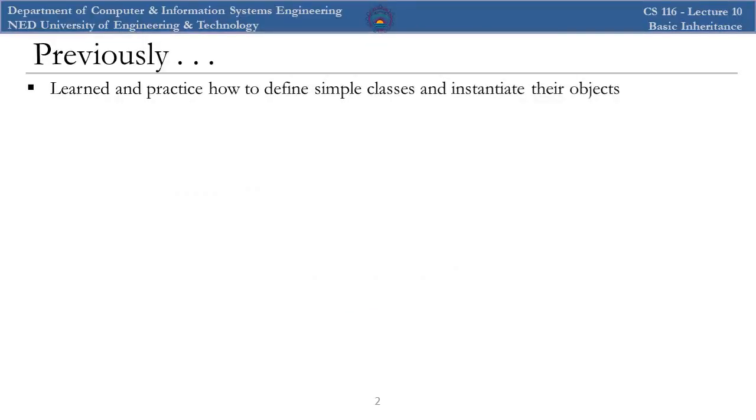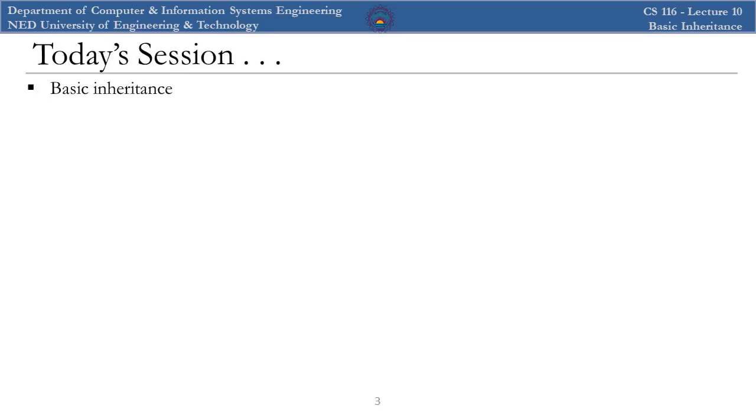Up to last week, we learned how to define simple classes in Python and how to instantiate objects for those classes. We also discussed some related concepts and background working for the whole scenario. Today, we'll move on to a relatively advanced concept called inheritance. So in today's session, we'll discuss basic inheritance. We'll see how we can create a parent-child relationship among classes, programming wise. And we'll also discuss method overriding in a child class.